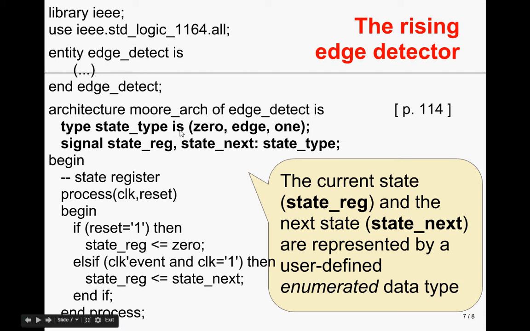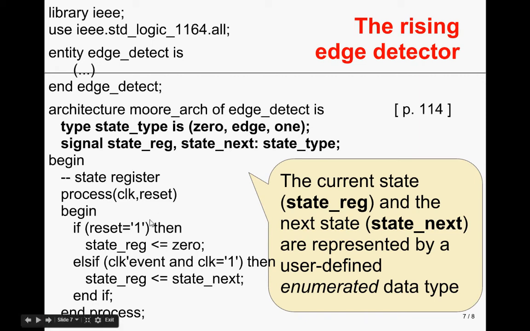An enumerated data type is simply a user-created data type where we indicate all the values that this type may have. In this case, there will only be 3 values called 0, edge, and 1. And if we define a type called state type that comprises these 3 values, then we can define the signals state reg and state next as the state type that we have just created. And by doing so, we will be able to describe the operation of the finite state machine in VHDL.